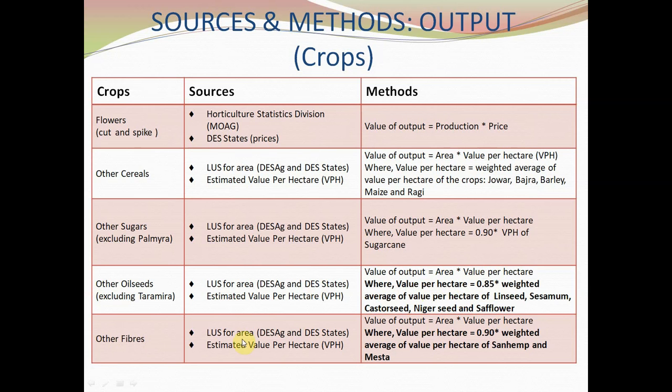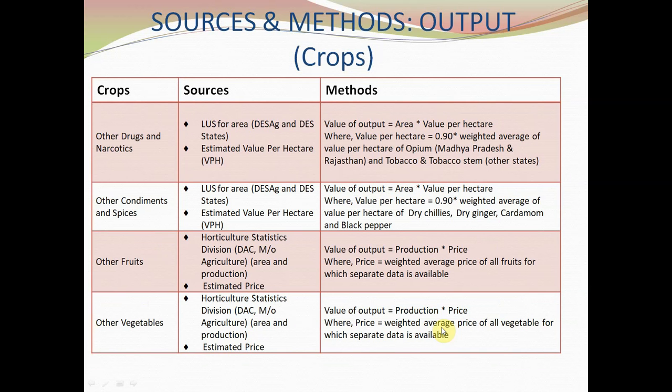In case of other fibers, the same methodology is used. LUS for area is taken and estimated value per hectare. In this case, value per hectare is 90% of the weighted average of value per hectare of sunn hemp and mesta. Here, in all these cases, other cereals, other sugars, other oilseeds and other fibers, value of output is calculated by using area into value per hectare.